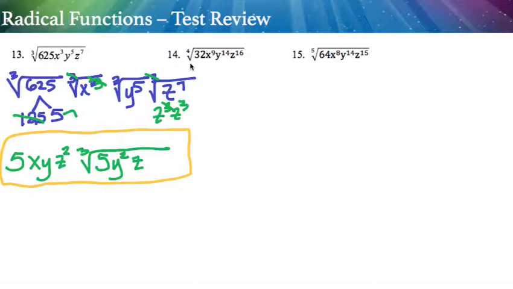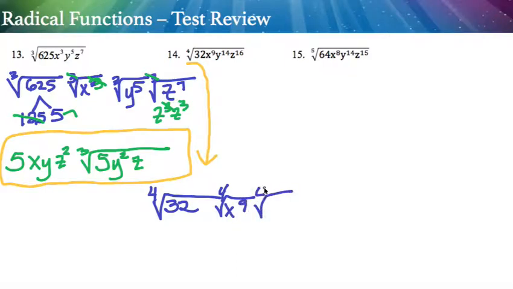Okay, so like I said, I'm running out of room, so I'm going to go put this one down here. Okay, and oh my gosh, now we have a 4th root. Okay, so I'm going to 4th root the 32. Okay, and I'm going to 4th root the x to the 9th. I'm going to 4th root the y to the 14th. And I'm going to 4th root the z to the 16th. I'm going to do it the exact same way every single time.